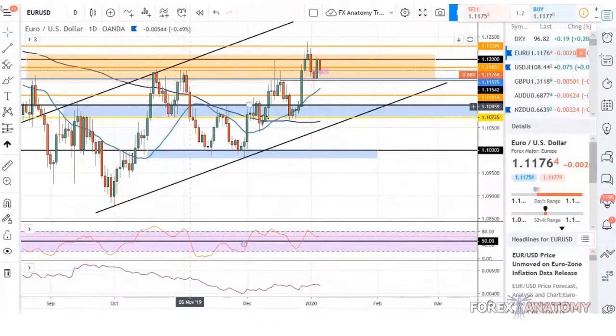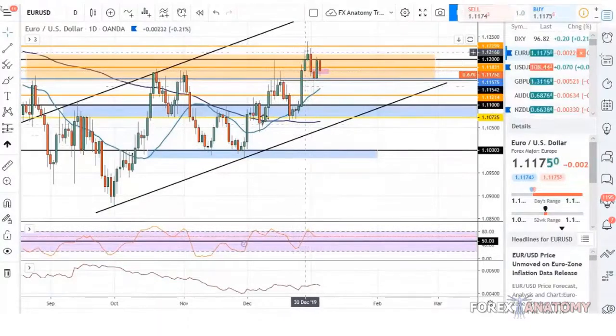We saw right here a double top. Price expanded to the downside, or retraced, fell lower to retest this psychological or institutional zone at $1.10. And then from there, we saw price rally higher, breaking this institutional level at $1.11, and price retraced, and then we had another retest of these highs up here around 1.1230, this area right here.